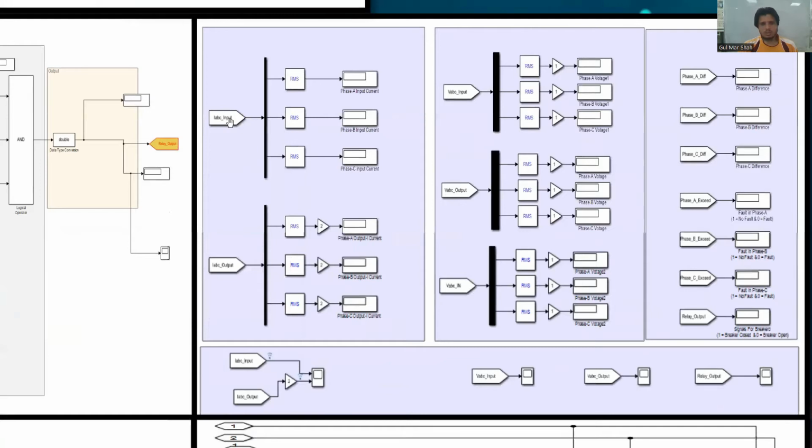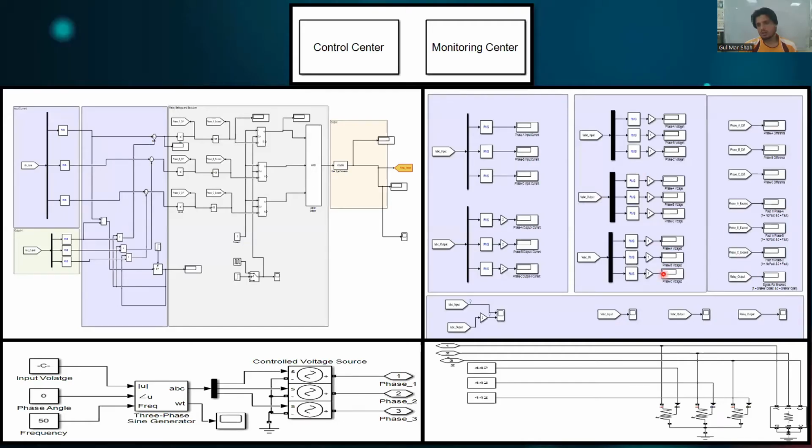This is the monitoring center where we monitor input current, output current, input voltages, output voltages, and the supply voltages, along with the phase differences. This is the three-phase supply which we have designed, with input voltages, phase angle, and frequencies. And this is the variable load which we have designed.